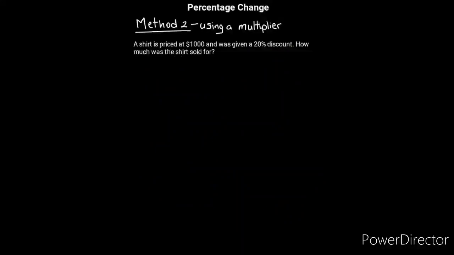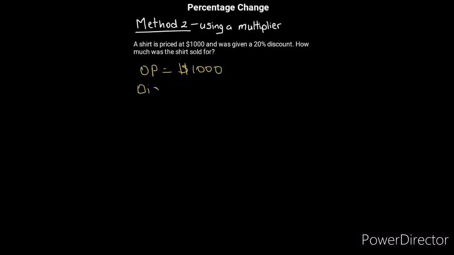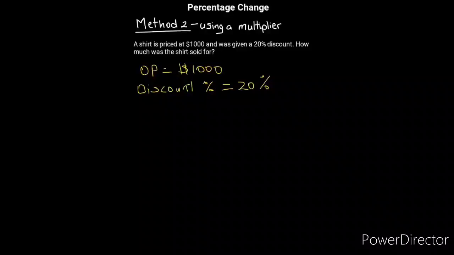Now on to our second method, which is using a multiplier. We have our original price as $1,000. And we have our discount percentage, not our discount amount, our discount percentage as 20%. Now we can go ahead and answer our question.